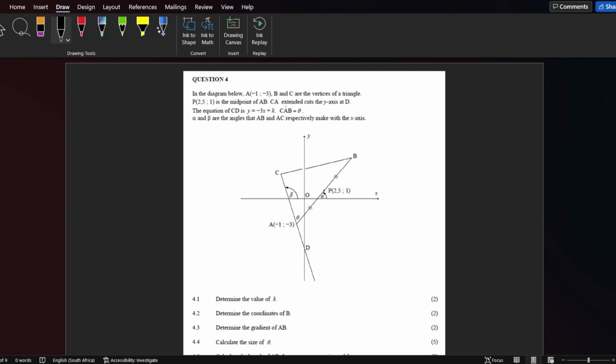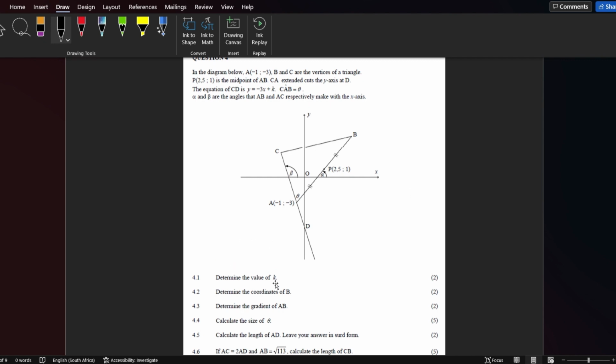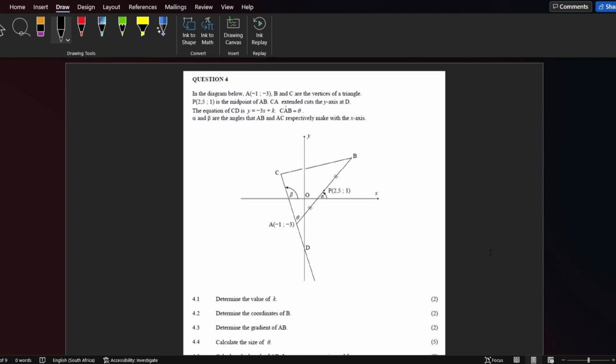And then they've drawn for us a diagram, and the diagram has all the information indicated on it. So looking at question 4.1, determine the value of k, 2 marks, right? So 2 marks usually indicates quite a straightforward question. They want the value of k.